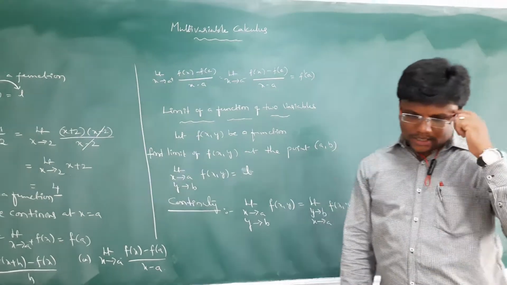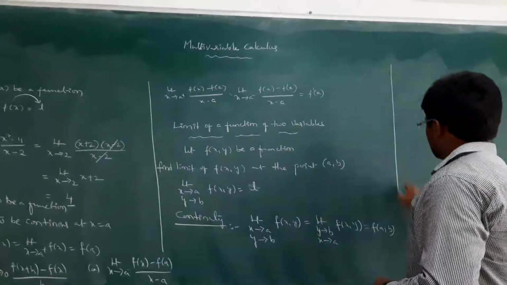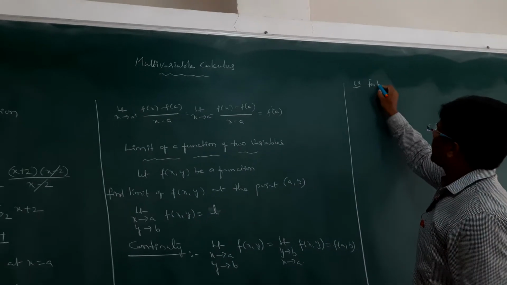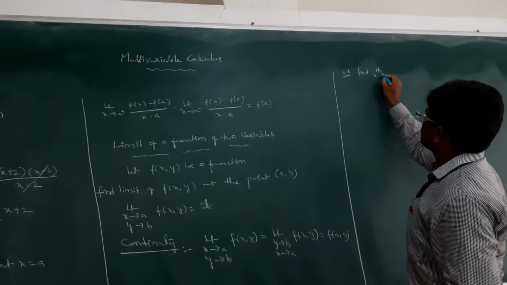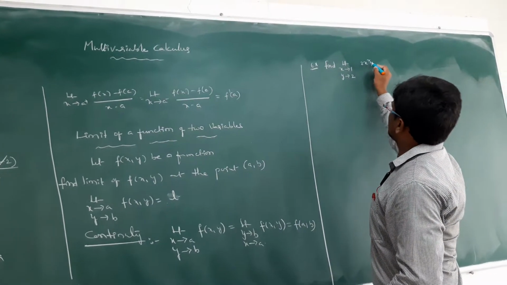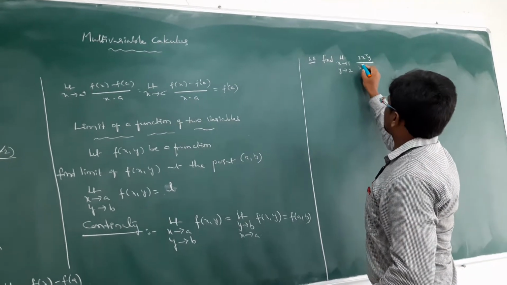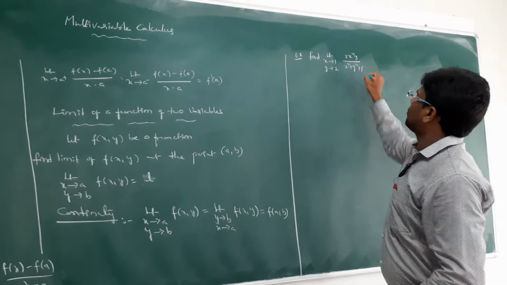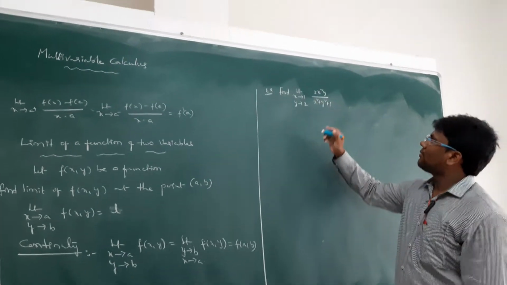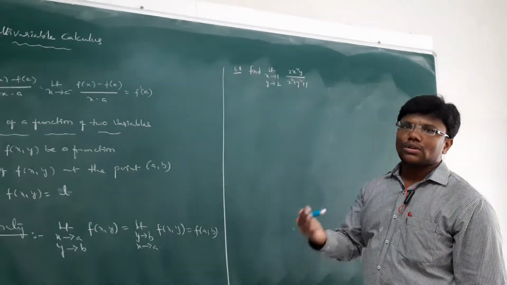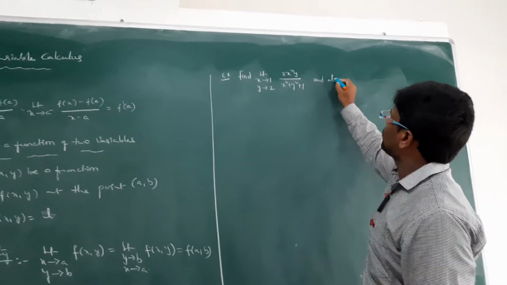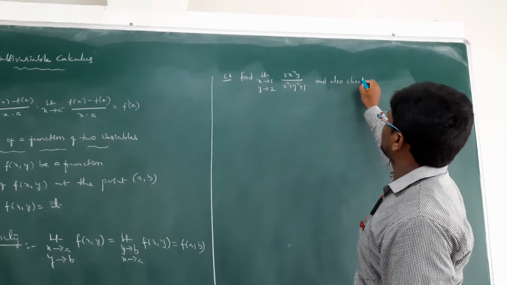Next, I'll explain one problem, one example. Find limit x tends to 1, y tends to 2, of 2x square y by x square plus y square plus 1. Find the limit of the function, and also check the continuity.